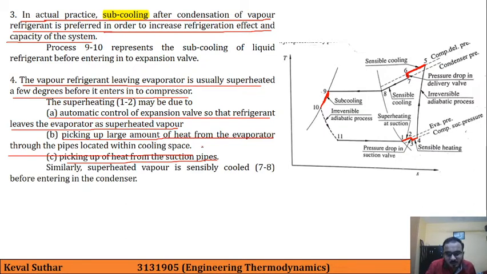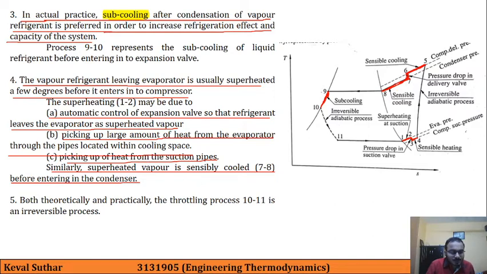And similarly to the superheating which was done here, the superheated vapor is sensibly cooled from 7 to 8 before entering the condenser. That is this point. So this is the sensible cooling which is happening over here.